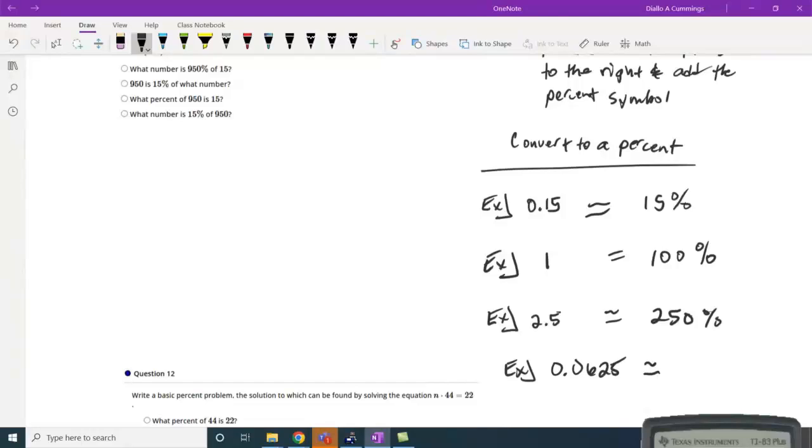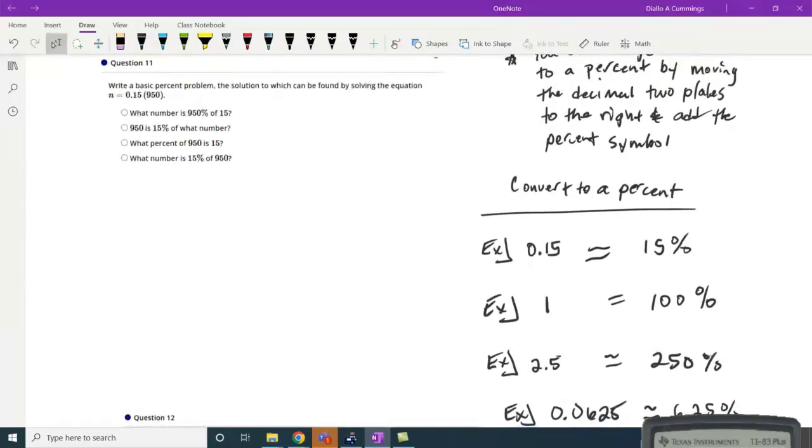0.0625. If you had to write 0.0625 as a percentage, you would move that decimal 2 places to the right, and that would give you 6.25%. So if you don't see a decimal, it's behind that whole number. Okay, now here's why I bring that up.